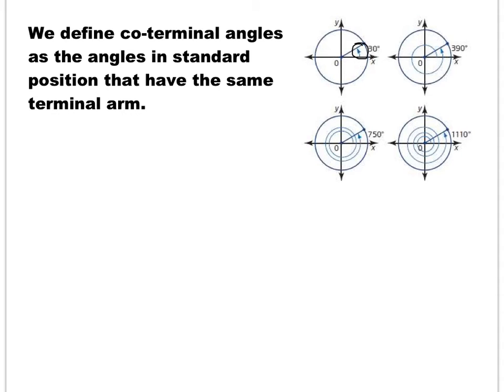The initial arm of angle 30 is the positive x-axis. Now let's assume that we take the terminal arm and we rotate it 360. Then we're going to end up at 390, because 30 degrees plus 360 is 390, and we end up in this position, which is exactly on top of the terminal arm of angle 30 degrees. This means that angle 30 and 390, we call them coterminal.